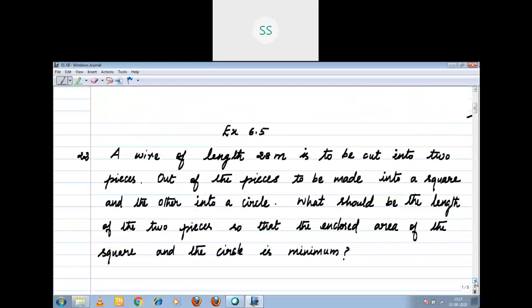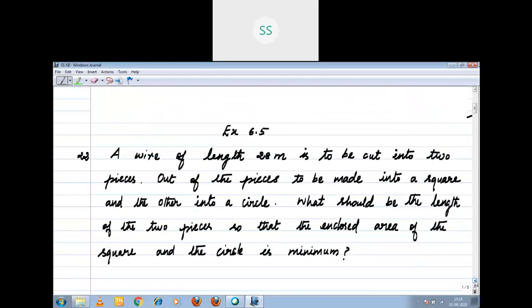Exercise 6.5, question number 22 I am going to discuss today. A wire of length 28 meter is to be cut into two pieces. The length of 28 meter is divided into two pieces. Out of the pieces, one is to be made into a square and the other into a circle. Two pieces, one we are going to use and make it as a square, another one we are going to use and make it as a circle.